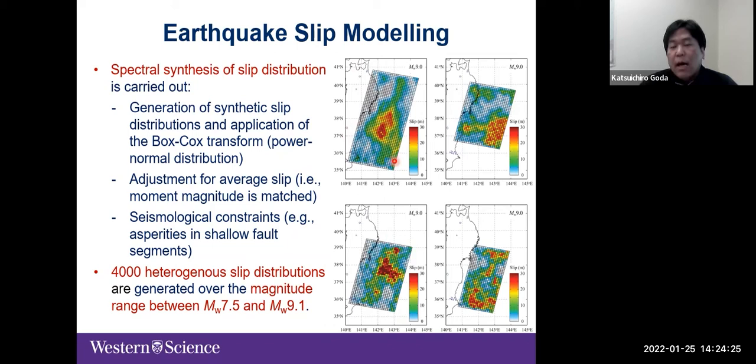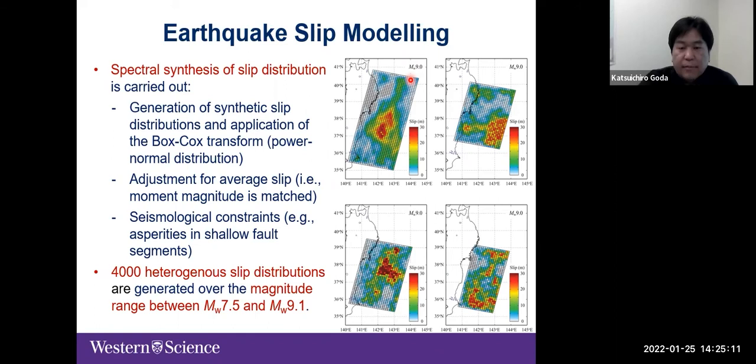So you can see that the geometry would be different, like some slip models would have longer strike lengths and longer down-dip widths, and different concentrations, different patterns of the slip. And I can generate those for different magnitude ranges. So for this study, I generated 500 heterogeneous slip distributions for eight different magnitude ranges, spanning from magnitude 7.5 to 9.1. So in total, I generated 4,000 slip distributions like this.